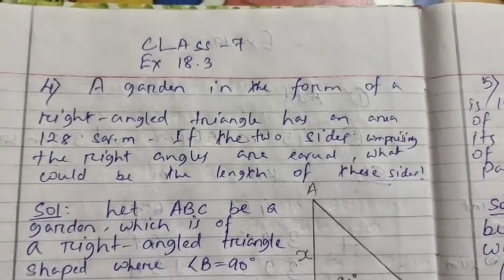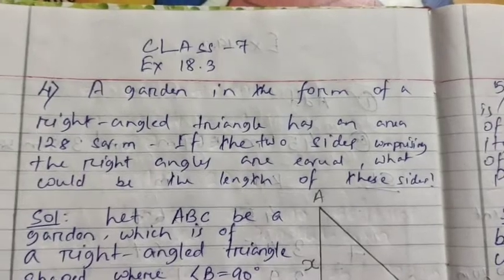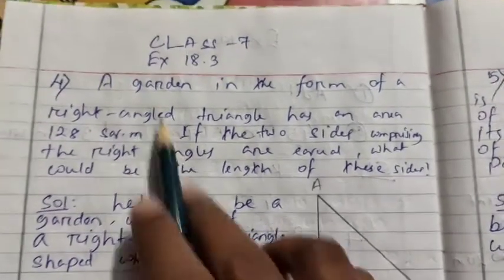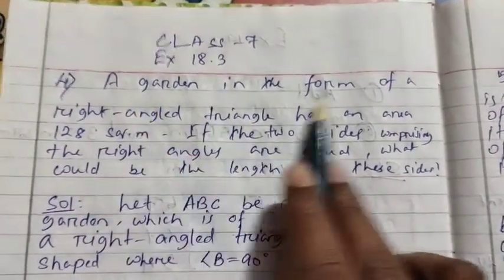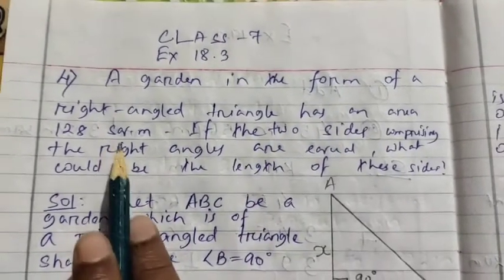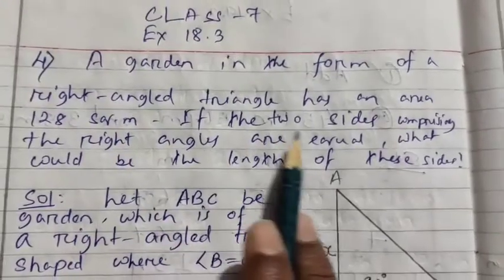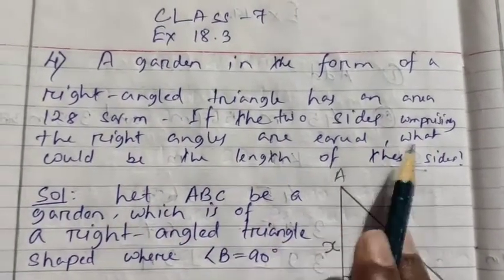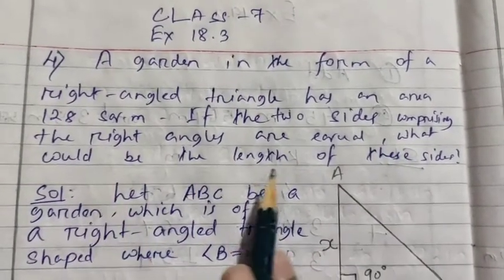So today's class I will start from exercise 18.3, question number 4. Okay. So question number 4 is: a garden in the form of a right angle triangle has an area 128 square meter. If the two sides comprising the right angles are equal, what could be the length of these sides?